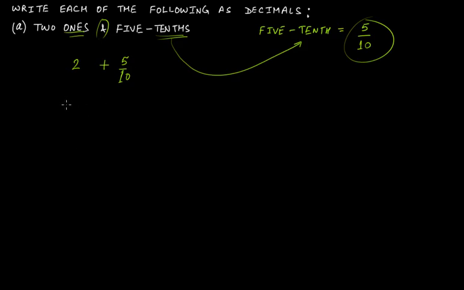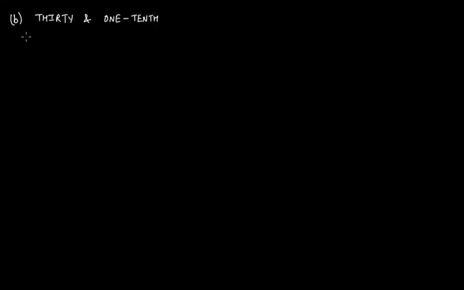Now if you have to write this in the form of a mixed fraction, we can write 2 as a whole number and 5 over 10, that is 5/10. And you know that the value of 5/10 will be 0.5. If you divide 5 by 10, you'll get 0.5. Therefore, this will be 2.5.